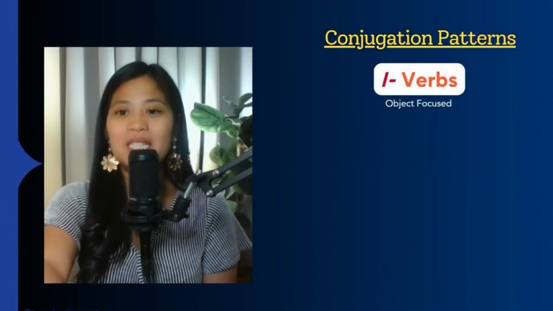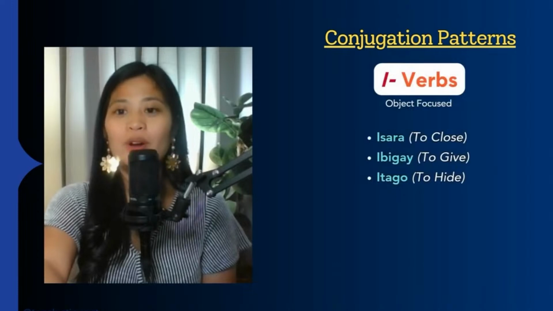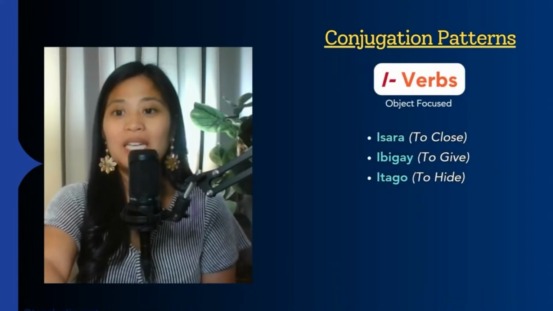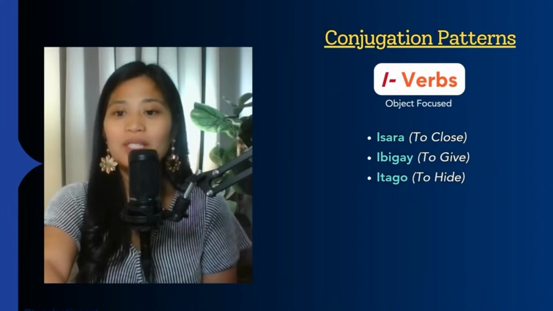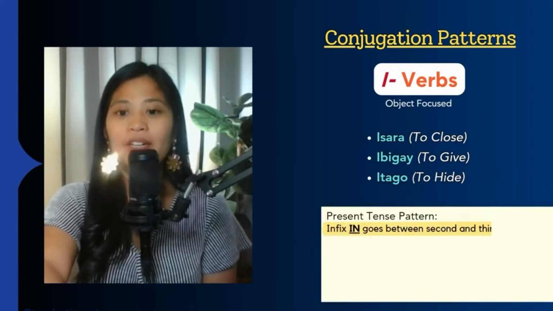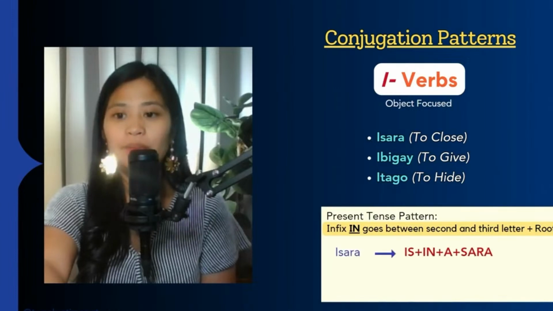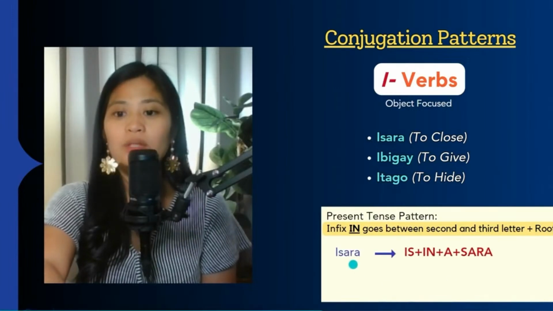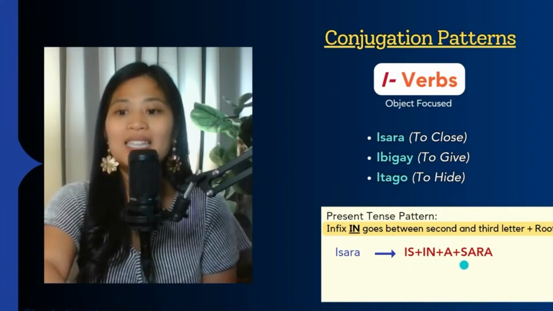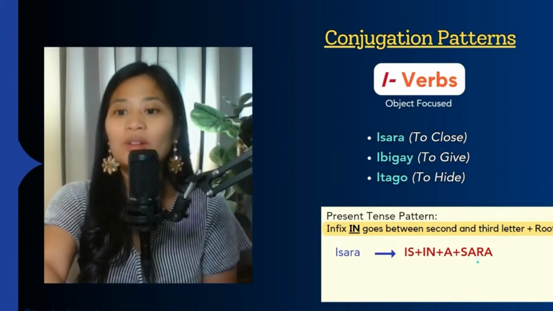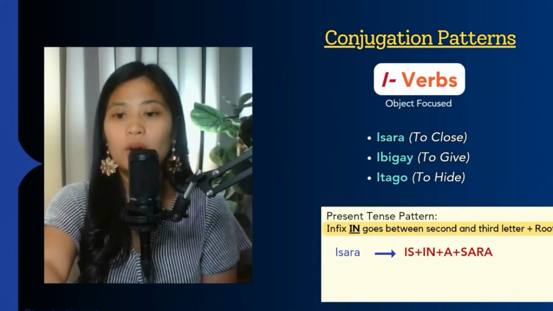Lastly, i-verbs. These are object-focused. Some examples are isara, to close, ibigay, to give, itago, to hide. And now the pattern is the infix in goes between the second and third letter, and then it's the root. So isara, to close, becomes isinasara. Isinasara ko yung pinto. I am closing the door.